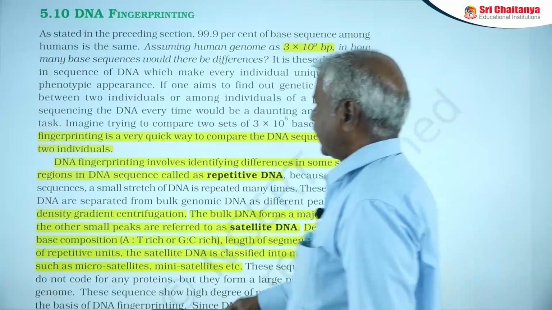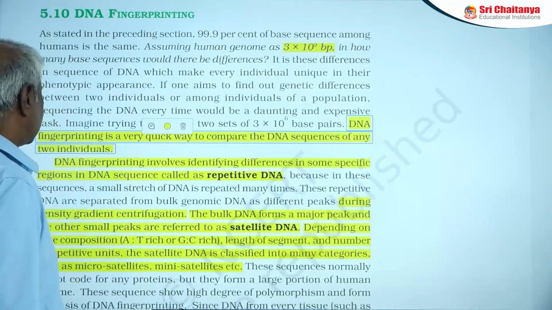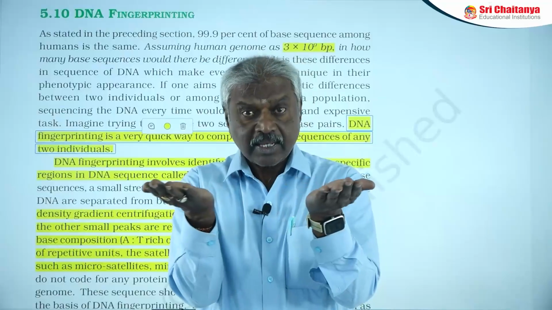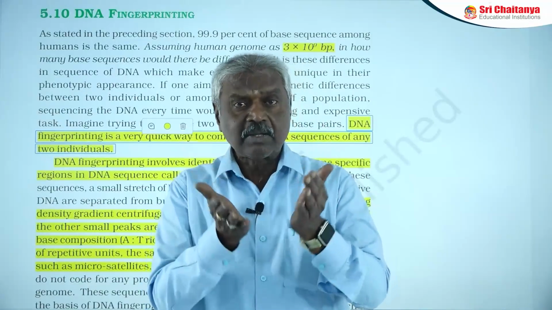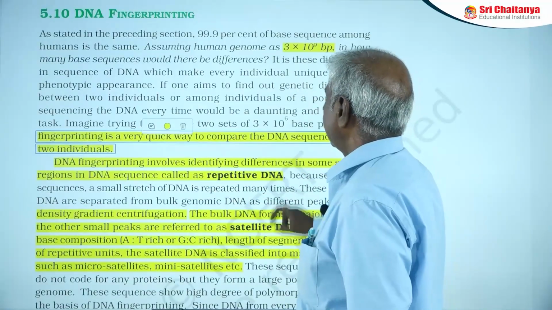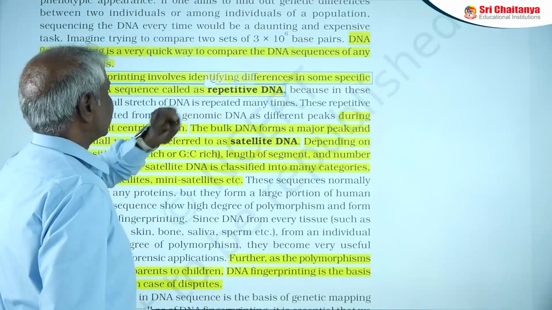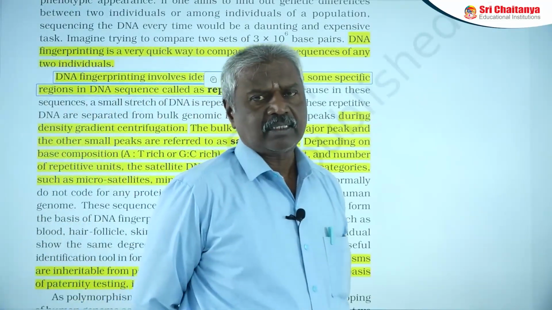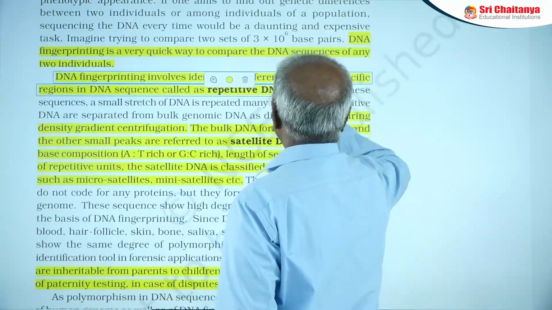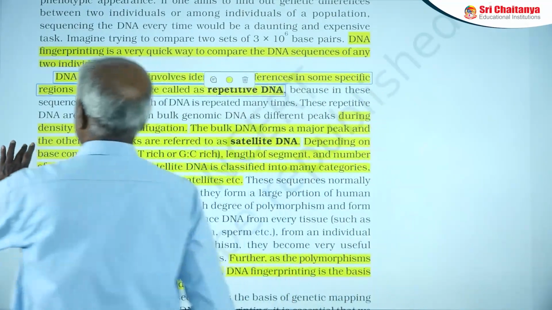In this DNA fingerprinting, it is a very quick way to compare the DNA sequence of any two individuals. Any two individuals, you wanted to compare them. You wanted to establish the biological relation between the two members. It's a very quick way, very important. Then, the repetitive DNA, just now we explained, the major part of our human genome is repetitive DNA only. So DNA fingerprinting involves some specific regions of the DNA sequence called repetitive DNA.